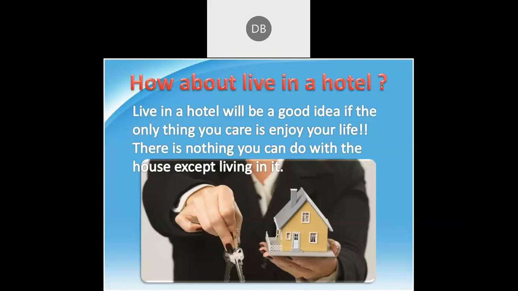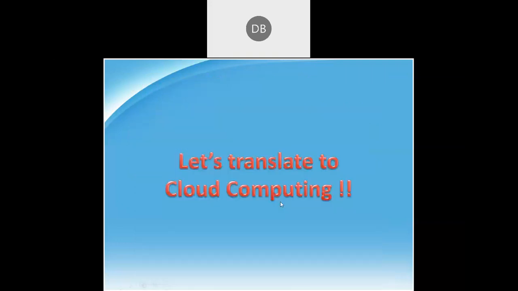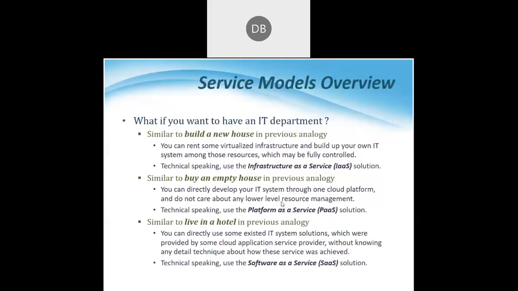But suppose I go for a hotel room. Suppose I just need to stay in Mumbai for one month. Then instead of buying a particular flat or living in a flat, I may opt for a one month stay in Hotel Taj or Hotel Oberoi. In that case, this is a very good idea, because living in a hotel is a good idea if the only thing you want to care about is enjoying your life. There is nothing to worry about, because everything will be provided.